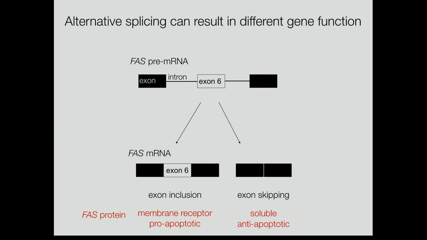So this is just one example of the FAS gene that can have inclusion or skipping of exon 6, and this has very different functions to the protein. One's a membrane-bound receptor, one is soluble, and they have very antagonistic functions.